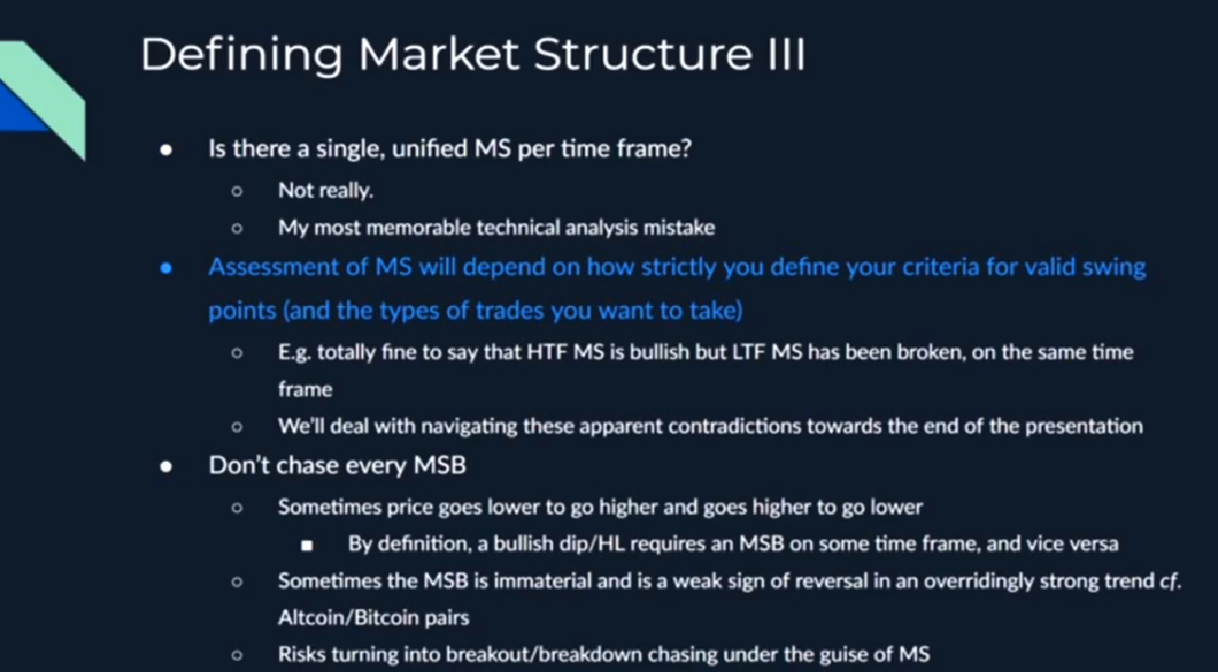The stricter you are, the less noise you will have, so maybe less going on at the same time. But if you're very strict with this is my market structure level and everything else is noise, then maybe at times you will have a clear read as to this is the market structure on a given time frame. I just don't think it's a totally useful way of thinking about things. So for example, it's totally fine to say that high time frame market structure is bullish, but the low time frame market structure has been broken, even on the same time frame. So if you look at a chart and you think, well, yeah, you've got a higher low here, but this is a lower low, and oh my god, do I have to pick and choose? The answer is not really.